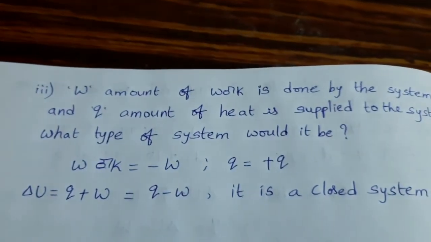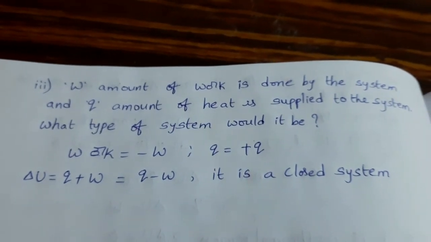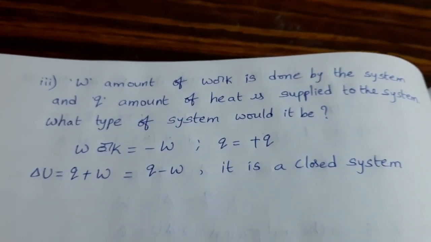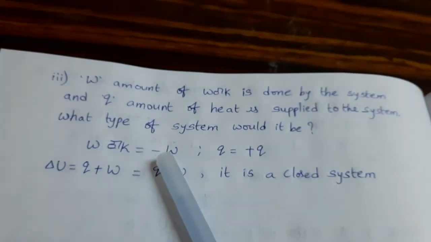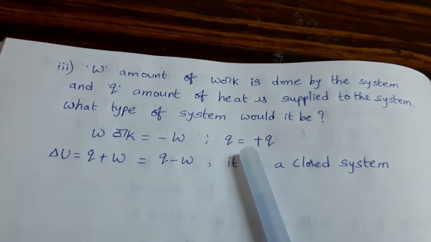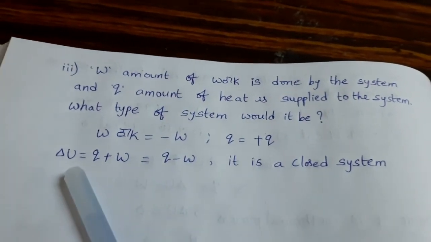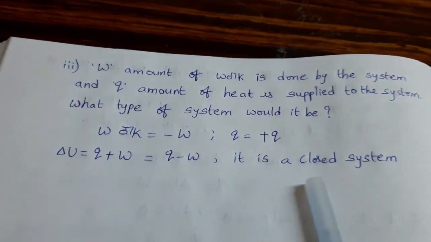Okay. Next. W amount of work is done by the system and Q amount of heat is supplied to the system. What type of system would it be? Work is done by the system, so work equal to minus W. Heat supplied to the system, that is plus Q. From first law, delta U equal to Q plus W, Q minus W. It is a closed system.